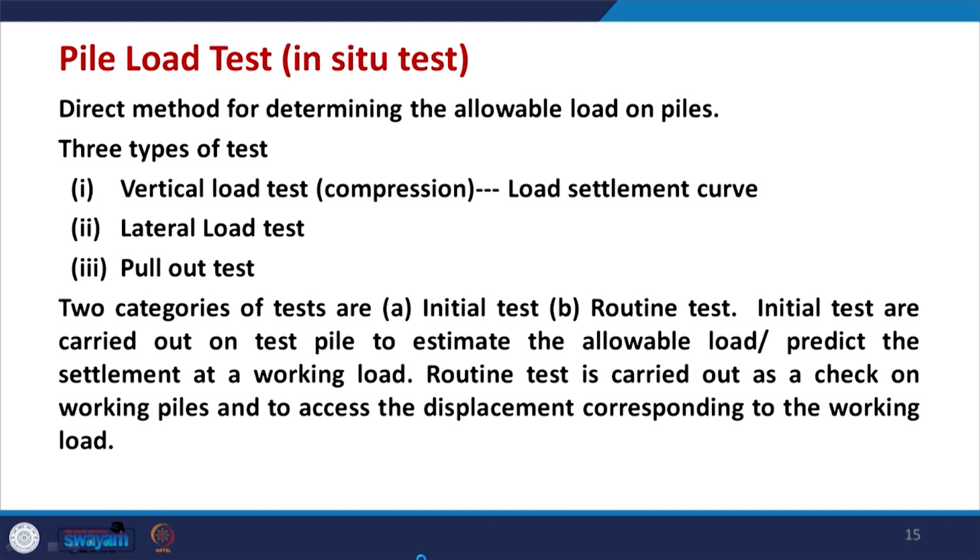The second part, to get the applied compression load, is called the pile load test, that is an in situ test. In situ means a field test. So for getting the capacity of the pile, tests are conducted in the field, and normally 3 types of tests are done. The vertical load test is to find the compressive capacity of the pile in compression, and the vertical load test yields what is called a load settlement curve, and the analysis of the load settlement curve will give you the result of the vertical load test.